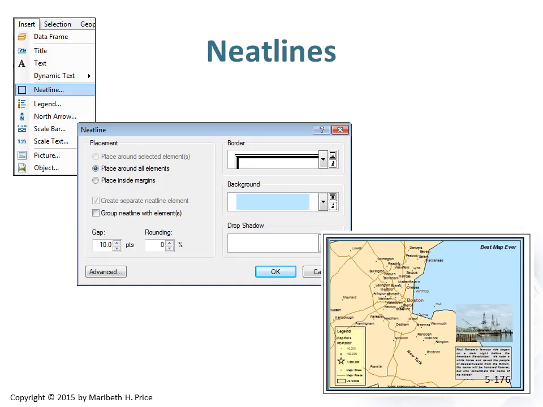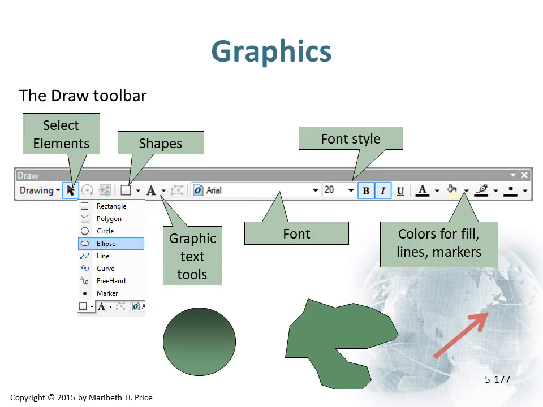Neat lines, also known as borders, are important. This not only contains what borders you select and the backgrounds, but whether you use drop shadows and all that kind of stuff, and how they're placed and where they're placed. You also have a graphics toolbar that shows all kinds of different tools, allows you to draw shapes, freehand things, add text and font, and any number of stuff.